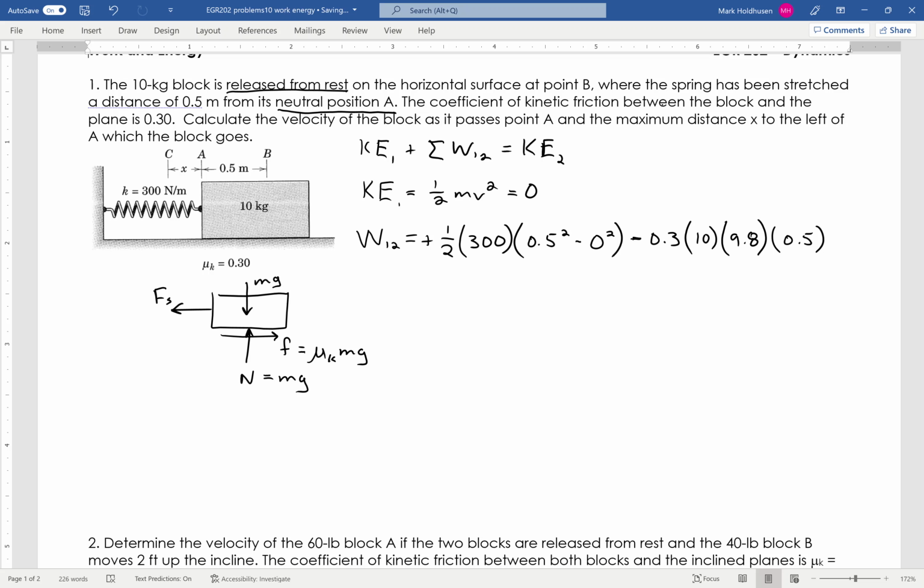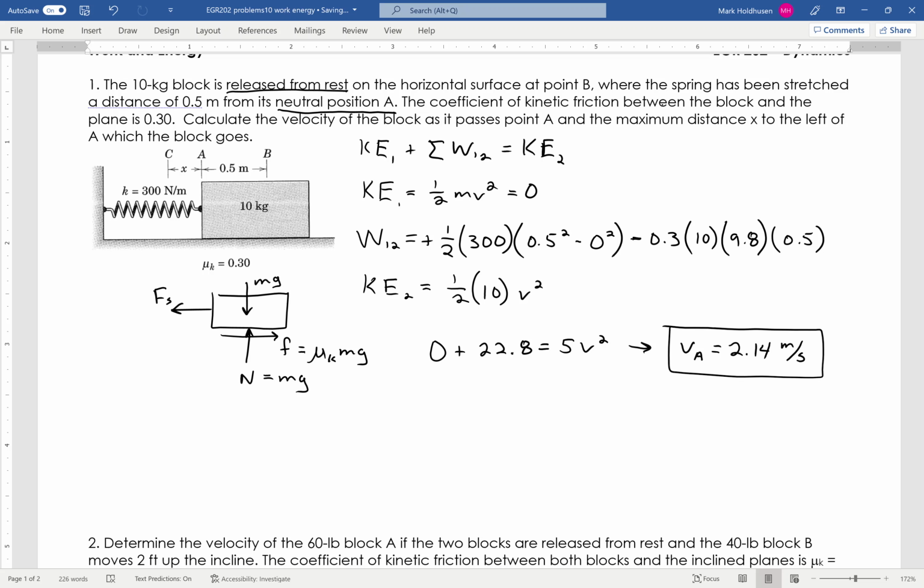So that's the work being done. The final kinetic energy, which is really what we're trying to find, is 1/2 mv squared, where m is 10 and v is what I'm looking for. Going up to our top equation, where we have 0 for the initial kinetic energy, and plugging in all the values for the work from 1 to 2, I get 22.8. That equals 5v squared, and from that I find that the velocity at point A is 2.14 meters per second.